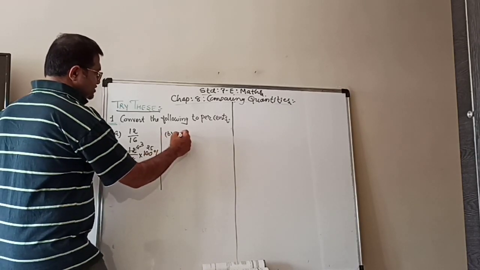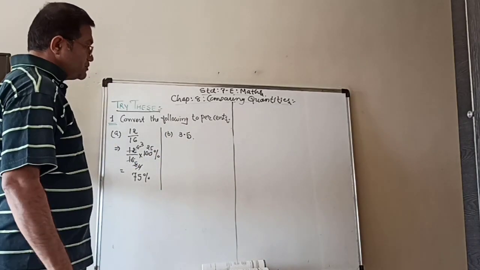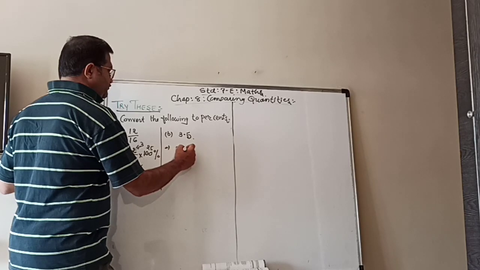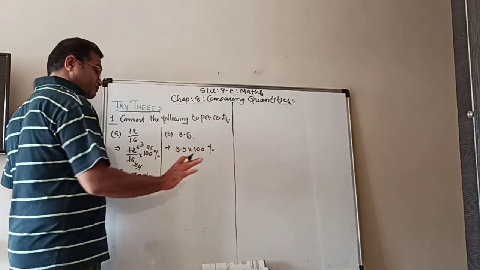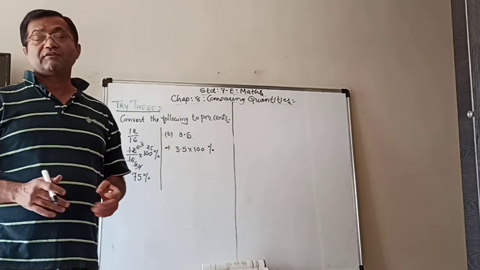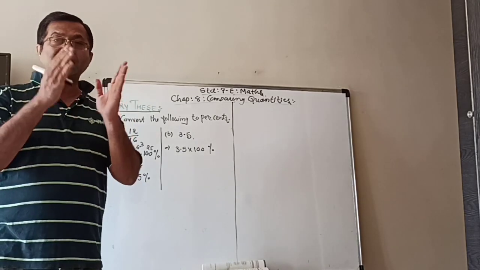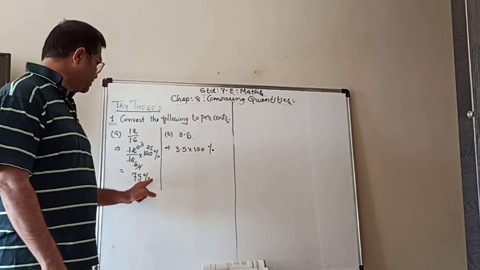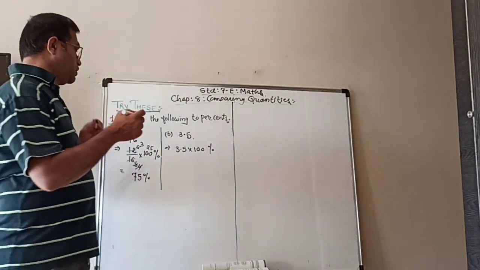In B it is 3.5. So it will be 3.5 multiplied by 100%. Whether it's a fraction or a decimal, when you want to convert it into a percentage, you write it down, then multiply by 100%. Don't forget to write down the percent sign in each and every step.